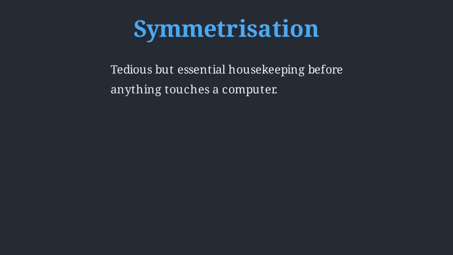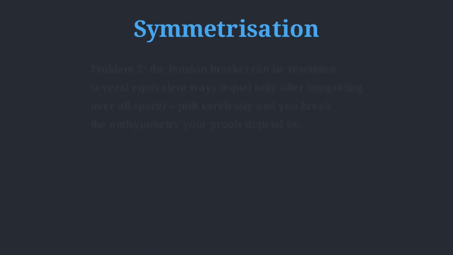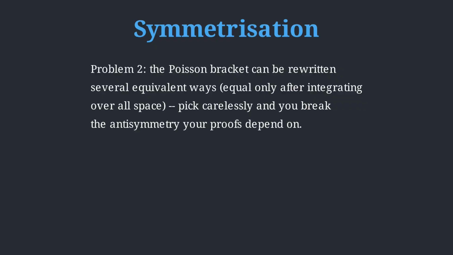Now before we can put anything in a computer, there is some tedious housekeeping needed. Our formal Lagrangian currently has a second derivative, which is highly challenging to discretize directly and even more costly to compute. To do this, we will use what is called symmetrization, essentially integration by parts, but for functionals rather than functions. We do this on the term that produces the Laplacian, and then get an equivalent Euler-Lagrange equation that only depends on the first-order derivative of the fields.